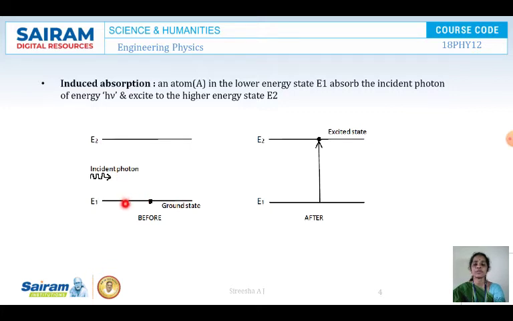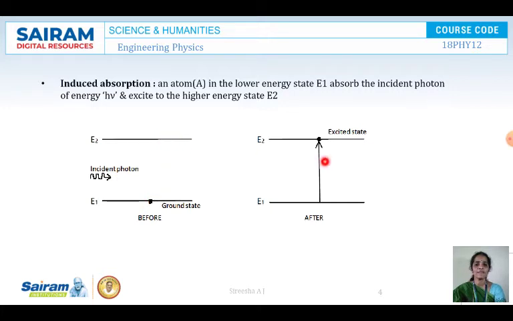What is induced absorption? Here an atom is at the lower energy state, and an incident photon is there having a particular energy which is greater than the difference in the energy levels E1 and E2. When a photon having energy greater than the difference of energy E1 and E2 falls on such a system where the atom is sitting in the ground state, this photon is taken by this atom.